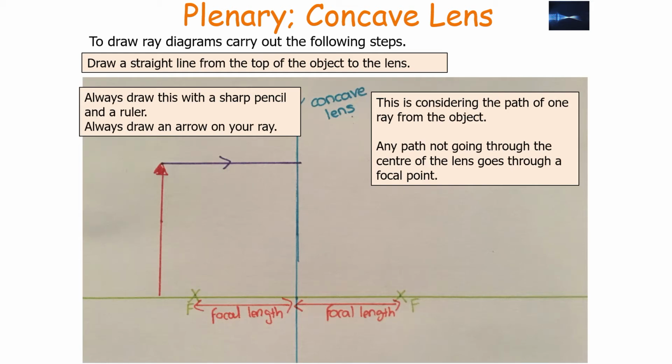So the first thing you do is you draw a straight line from the top of the object to the lens. Again, you always draw this in with a sharp pencil and a ruler. Remember, always draw an arrow on your ray. Now this is considering the path of one ray from the object. Now any path that doesn't go through the center of the lens goes through a focal point.